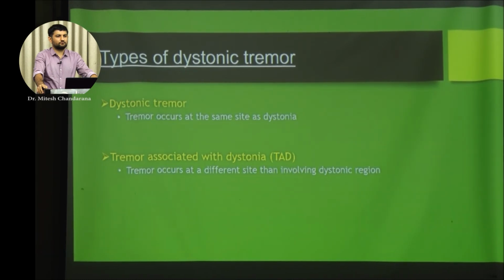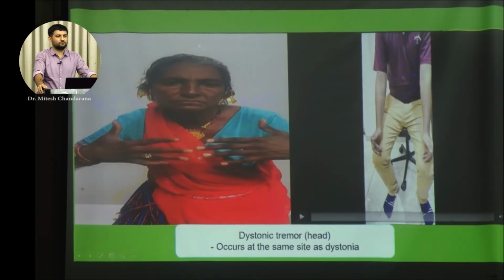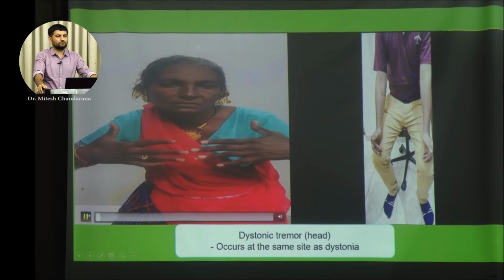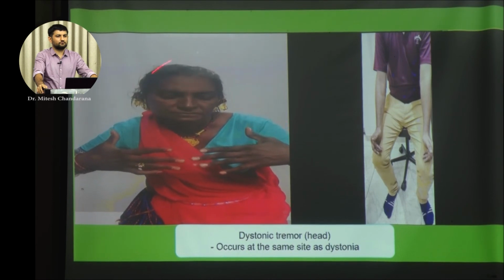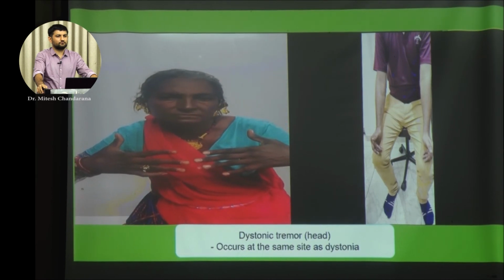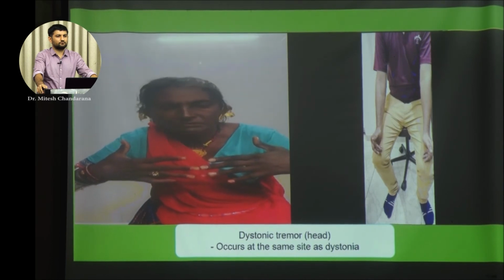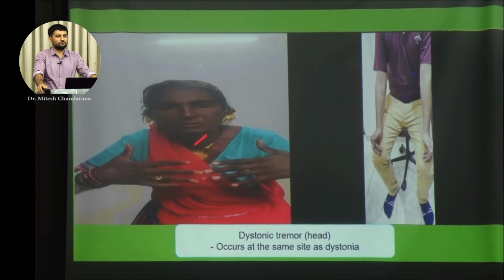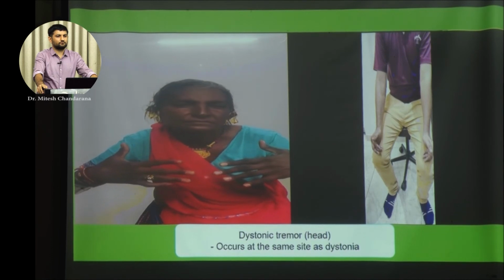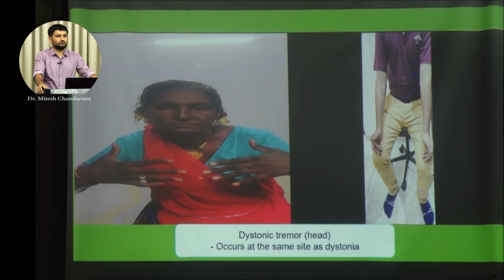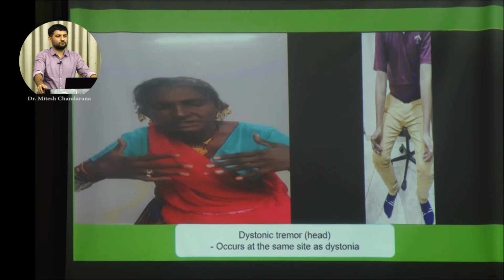I will go to an example. In this lady, you can see there is neck pulling to the left side and the tremor is on the same side. So this will be called dystonic head tremor with cervical dystonia, or we can say both, cervical dystonia with tremor or dystonic head tremor. There is no tremor in the arm.